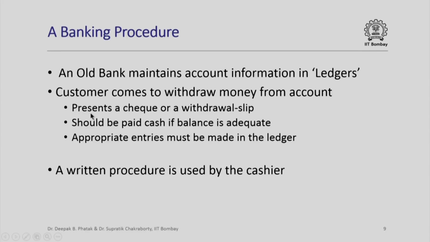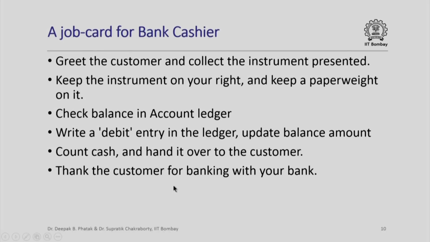So, suppose a customer comes and presents a check or a withdrawal slip. The customer should be paid cash if the balance is adequate, and appropriate entries must be made in the ledger which maintains account information. Now, this procedure, once adopted and used by cashiers, can be automatically carried out, but invariably banks will maintain a written procedure. This written procedure is called a job card.